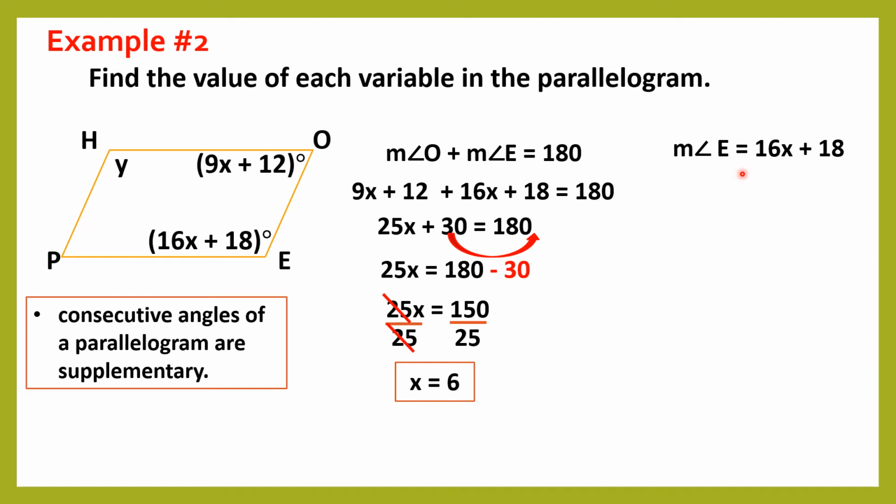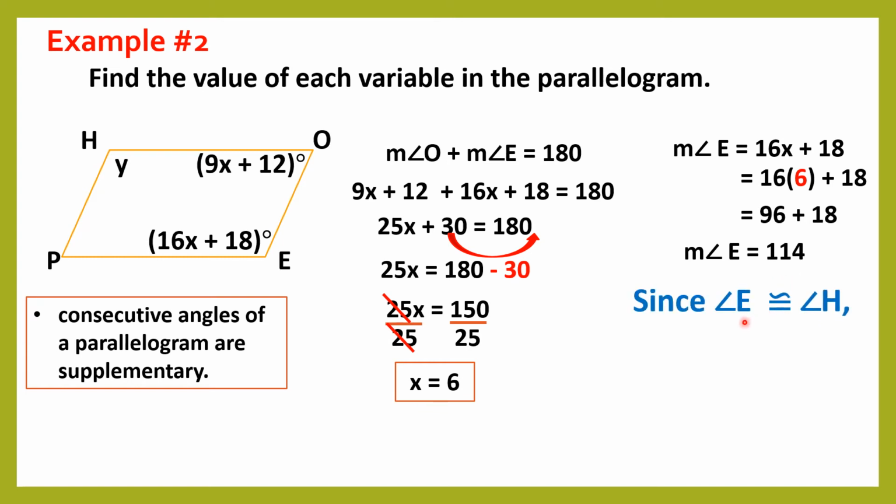Angle E is equal to 16x plus 18. Substitution. So, ang x na natin ay 6. So, we're going to substitute 6 to x. So, we will have now 16 times 6 plus 18. Multiply the two. So, that is 96 plus 18. Add. So, measure of angle E is equal to 114.